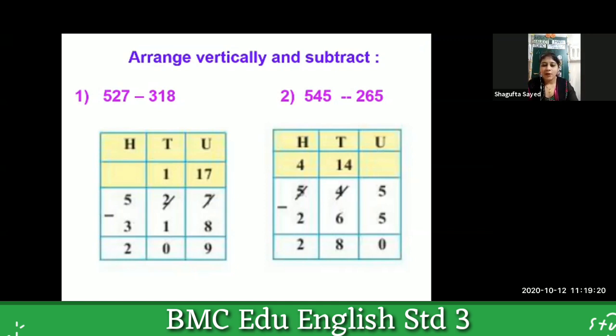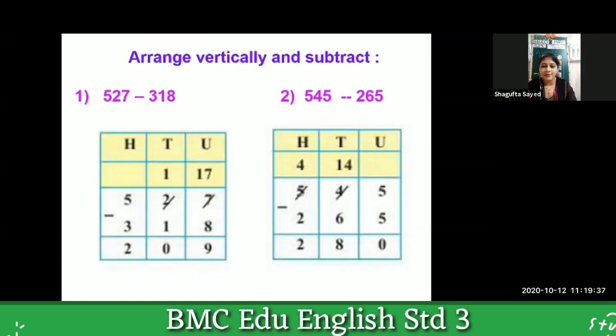From 7 I cannot minus 8. No. So what I have done? I have borrowed from tens and it becomes 17. So 17 minus 8 becomes 9. 1 minus 1 becomes 0 and 5 minus 3 is 2. We got the answer 209. The next sum, can you see?